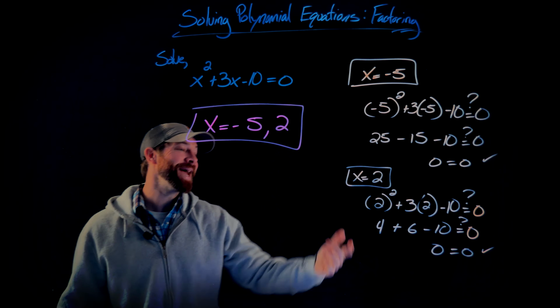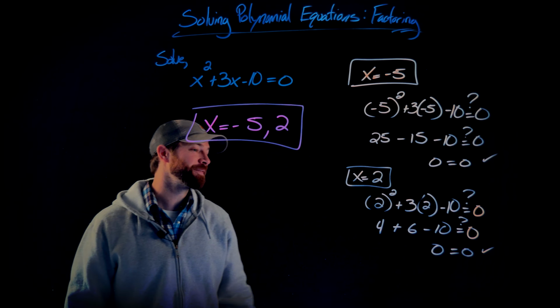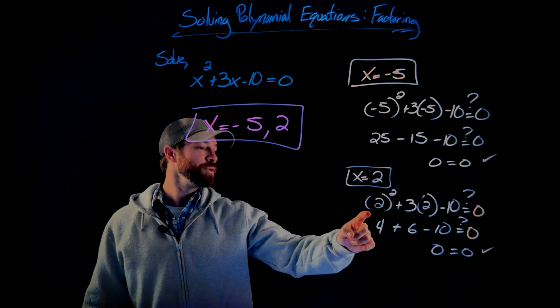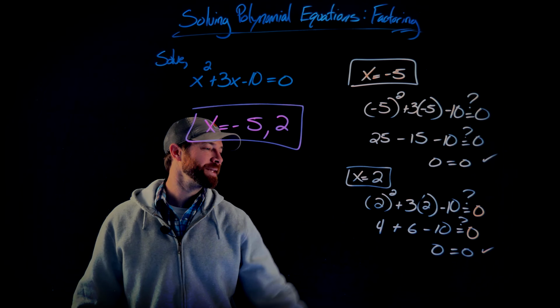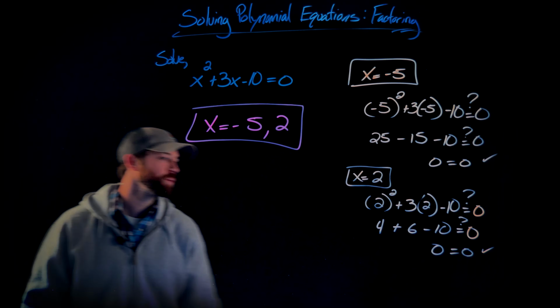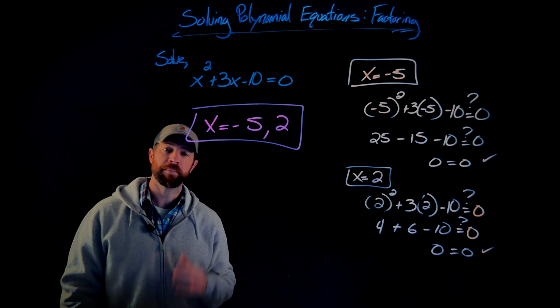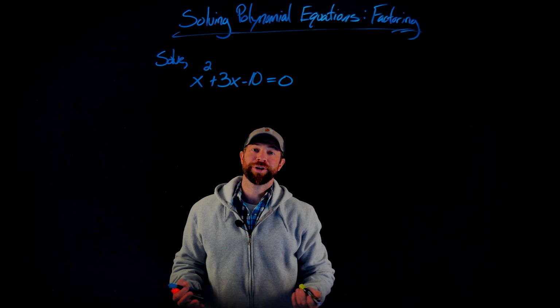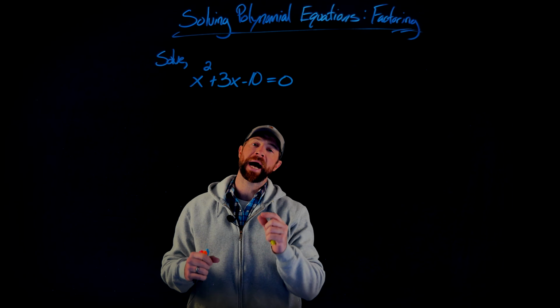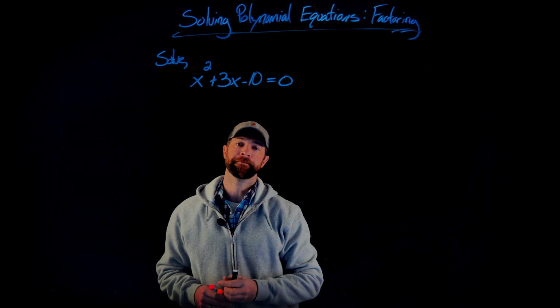With 2, I've done the same thing. I plugged it in for both instances of the variable x. Here I get 2 squared is 4, plus 6 is 10, minus 10 is 0, giving me 0 equals 0, and proving these are both solutions to this quadratic equation. Now we know there are two unique solutions, but let's talk about how to actually go about finding them.